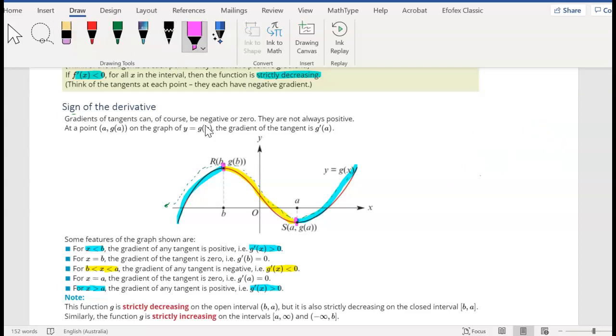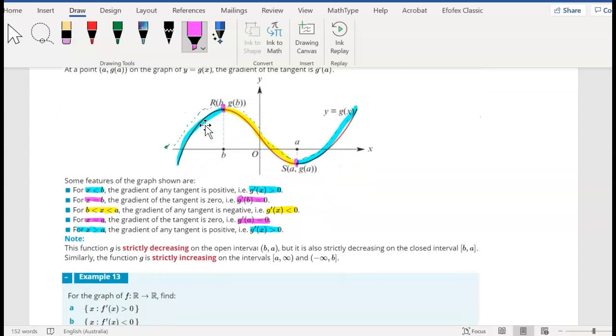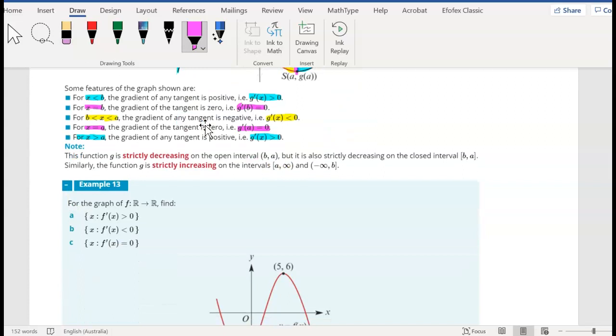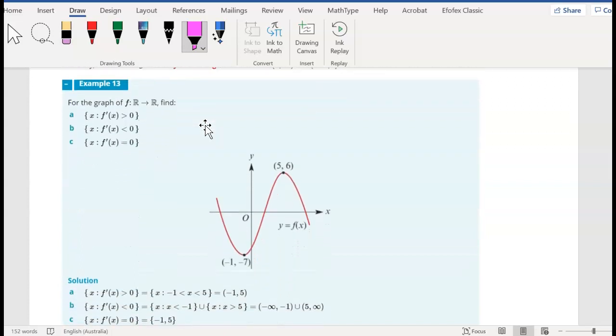So for x equals b and x equals a, our gradient function is 0, and we call them stationary points. It's when you're stationary, when you're standing still. You're not increasing and you're not decreasing. All right, so let's have a look at example 13.